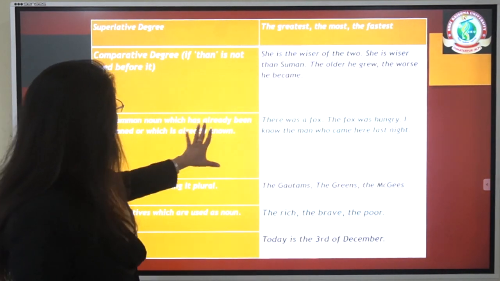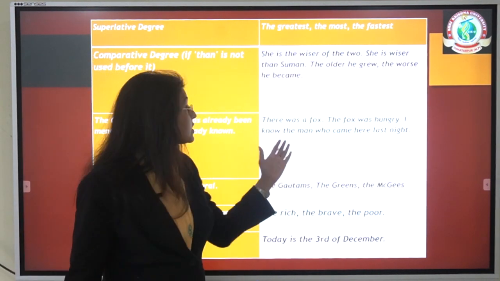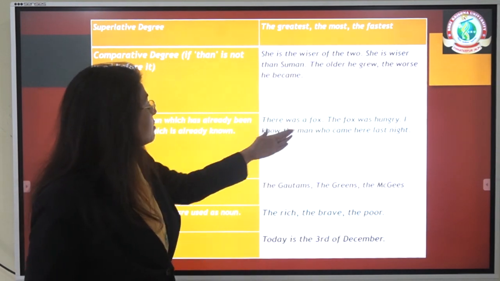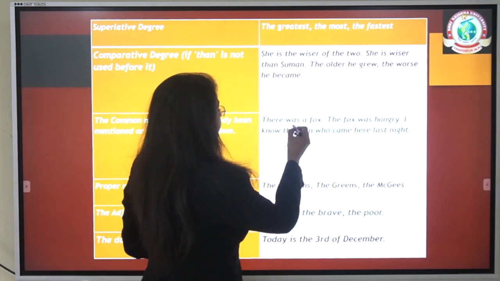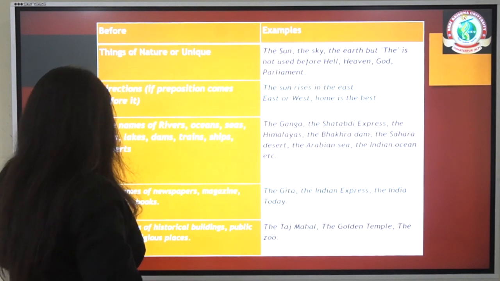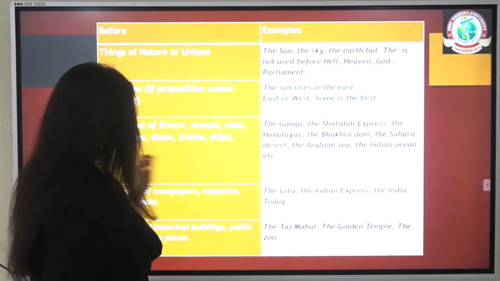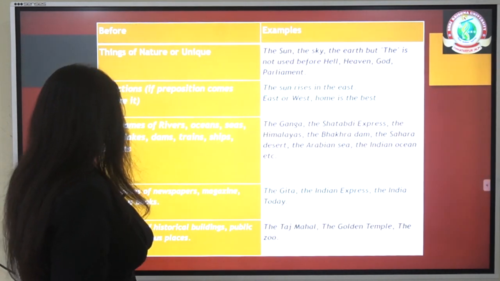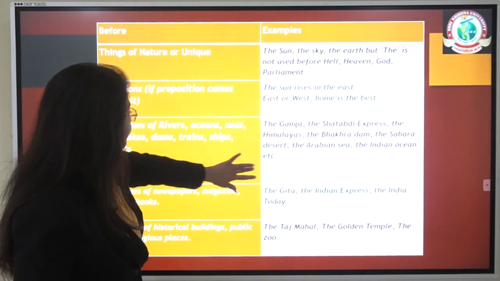Now, the common noun which has already been mentioned or which is already known. For example, there was a fox, the fox was hungry. I know the man who came here last night. So, there was a fox. These are common nouns. There is no mention of a particular fox here, so the articles will also be according to that.